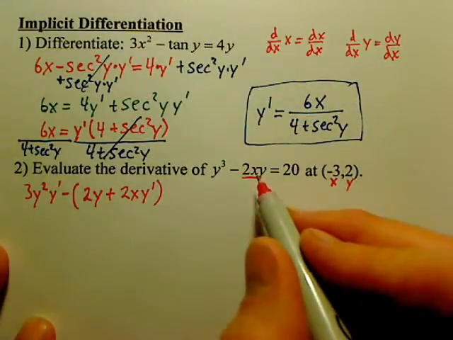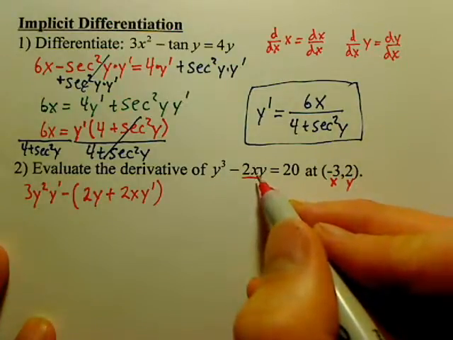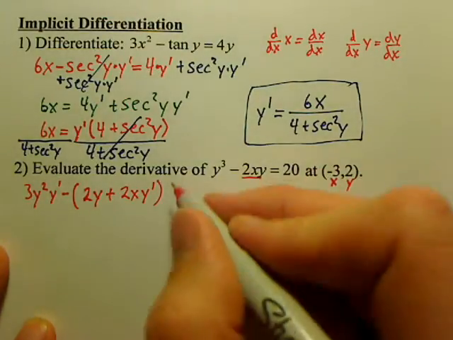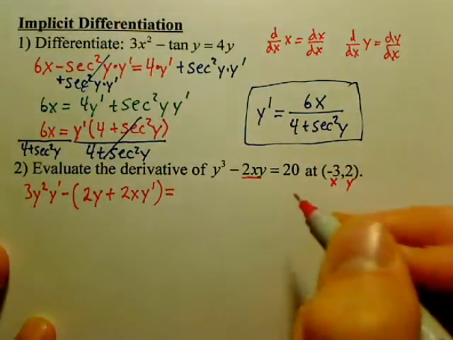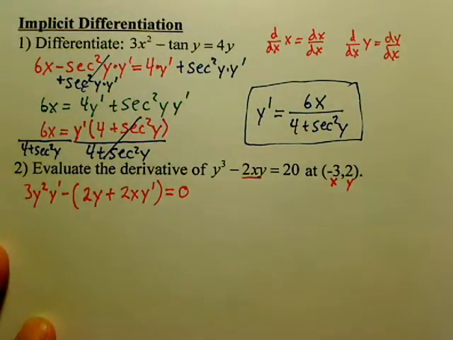Just you got to watch this as a product rule. Many people do not see that as a product rule. They just say, oh, it's negative 2y prime. Be careful, please. Anyways, what's the derivative of 20? Well, the derivative of 20, any number derived, is 0. All right, I'm done. No, I'm not.